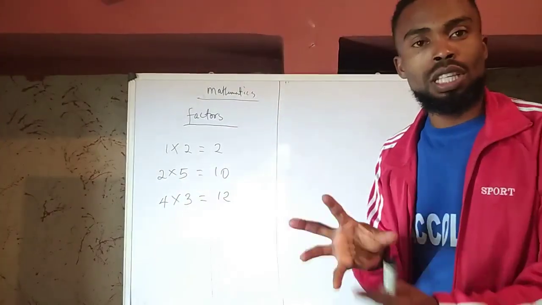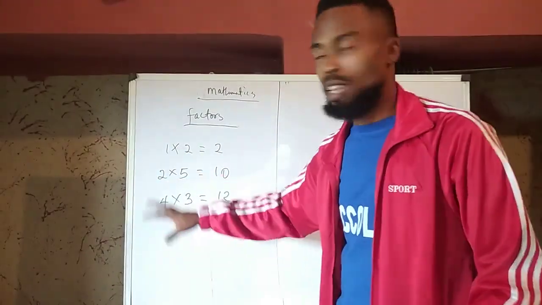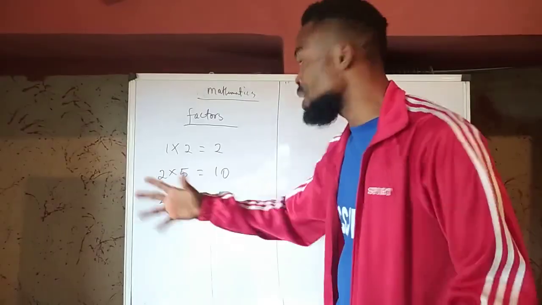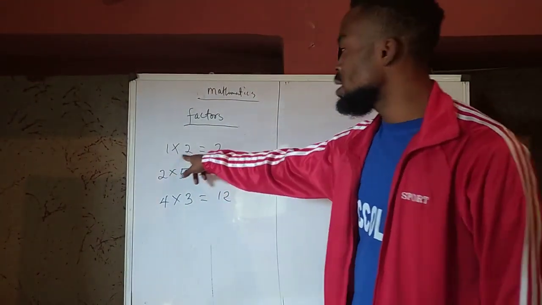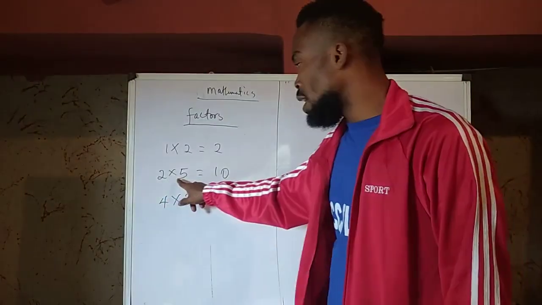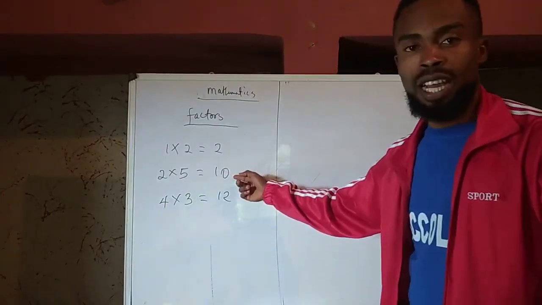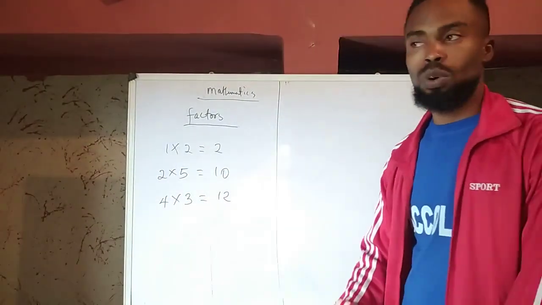Okay, it's not something to hold on to. Like, it's a random choice I made here. It could be any number. Now, 1 and 2 in this case are factors of 2. 2 and 5 are factors of 10. 4 and 3 are factors of 12.